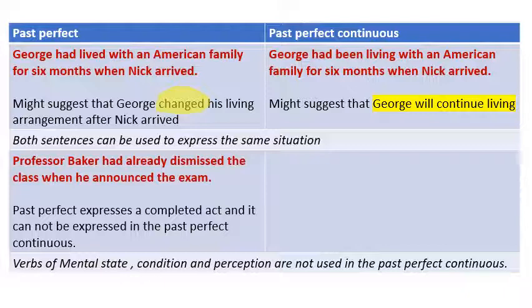All right. We also have the past perfect in the second row. Professor Baker had already dismissed the class when he announced the exam. Here, we use the past perfect to express a completed act, an act finished, and it cannot be expressed in the past perfect continuous. Why? Because this is an action which happened and completed, then another action happened and completed.